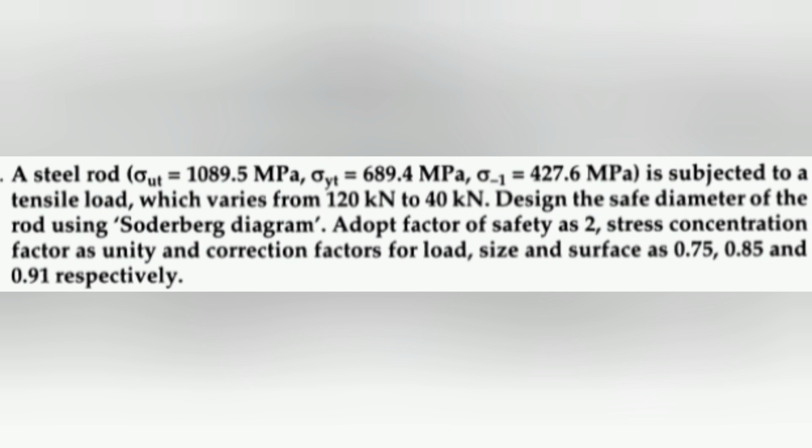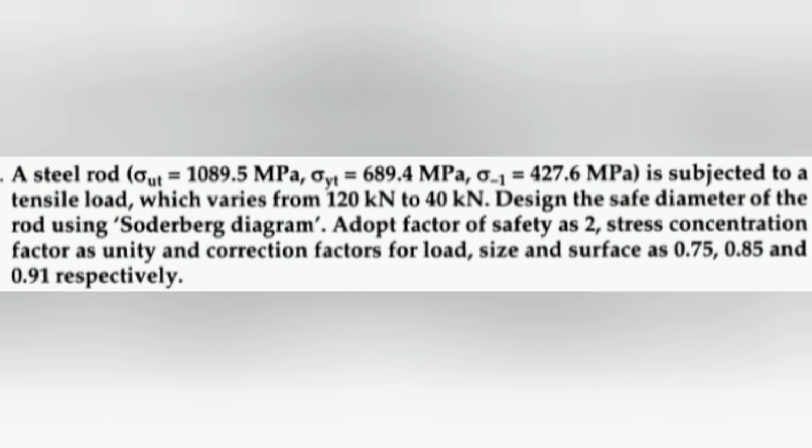Ultimate stress is nothing but the maximum stress a material can withstand before it fails or fractures, that is 1089.5 megapascal. Now the yield stress is given, 689.4 megapascal. Yield stress is the stress at which a material begins to undergo plastic deformation. After that stress, the material will undergo plastic deformation, that is, when the force is removed, it will not regain its original shape.